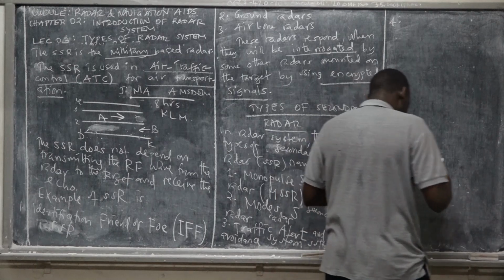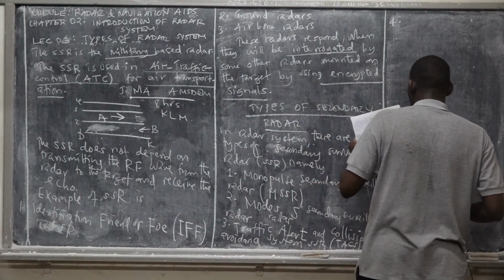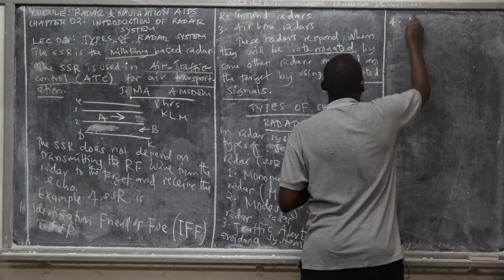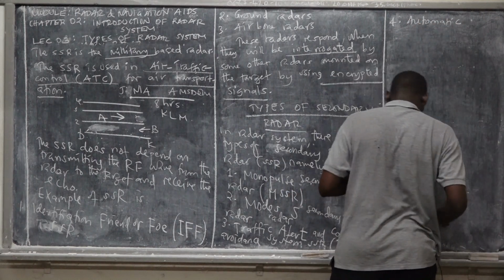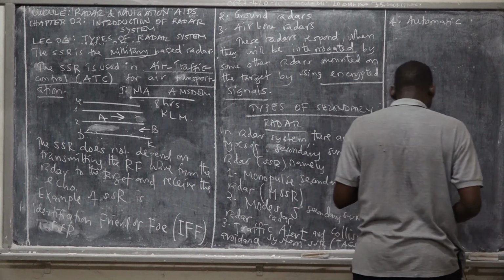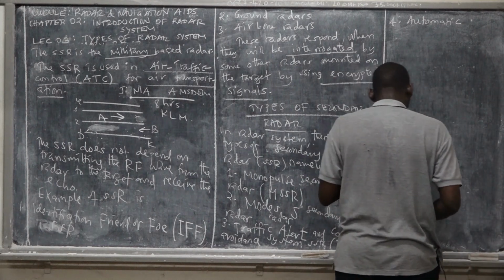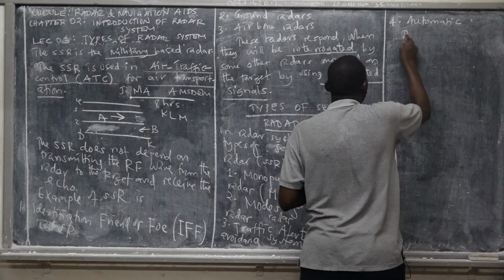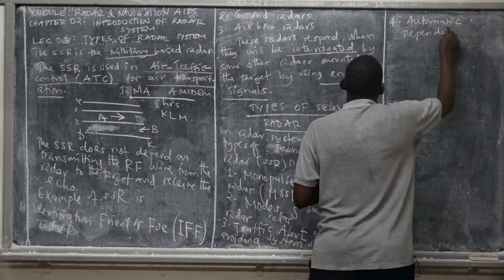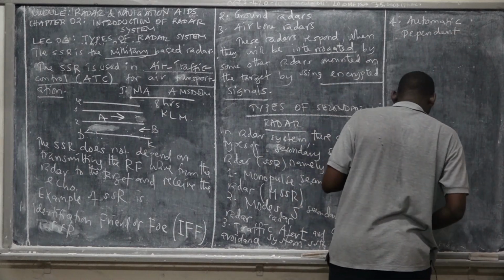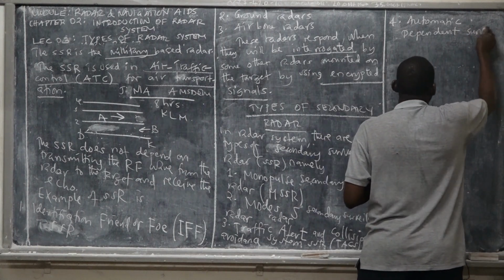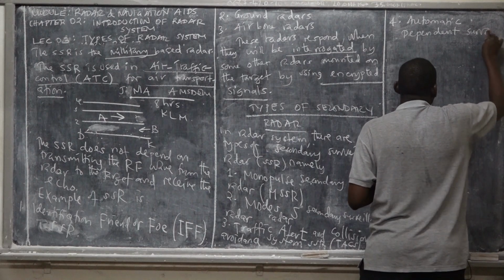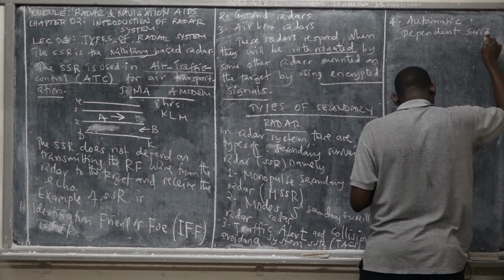The first example of, keep quiet. The first type of secondary radar system is called automatic. Say automatic. Ask your neighbor, are you manual or automatic? Manual.